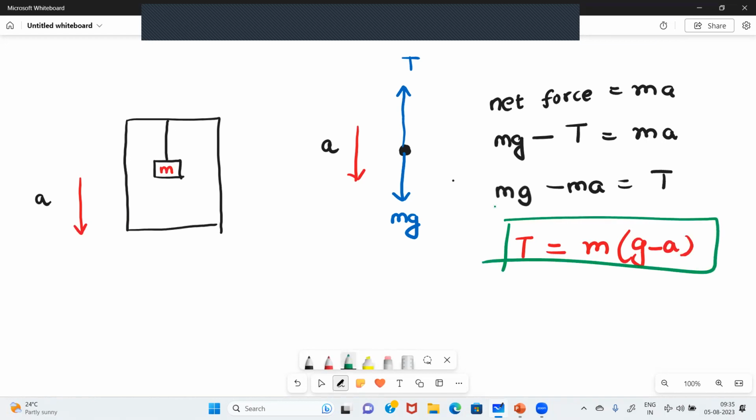So now do you understand, students? So tension is equal to M into G minus A when the lift is going downwards. Is that clear to you?